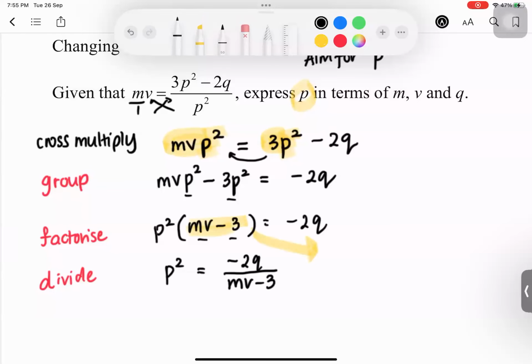Last but not least, when we have square, then we'll do square root. When we do square root, I'll call Samsung to answer. Who is Samsung? Yeah, I saw Samsung, but I don't know who, but okay, never mind.